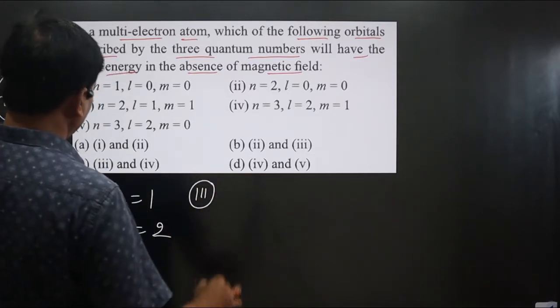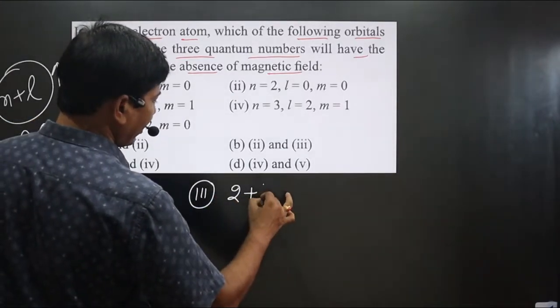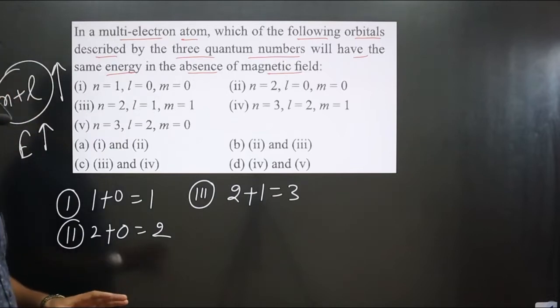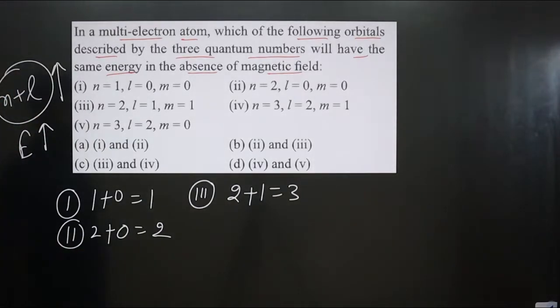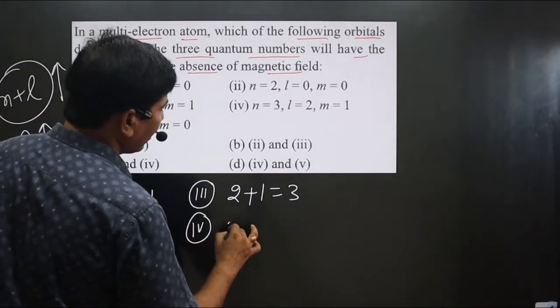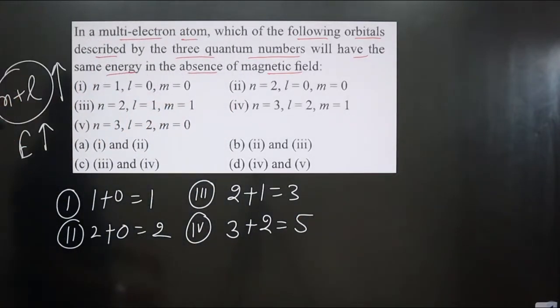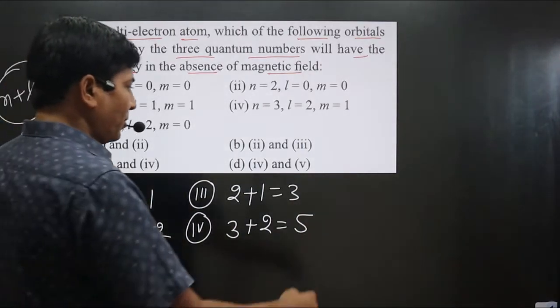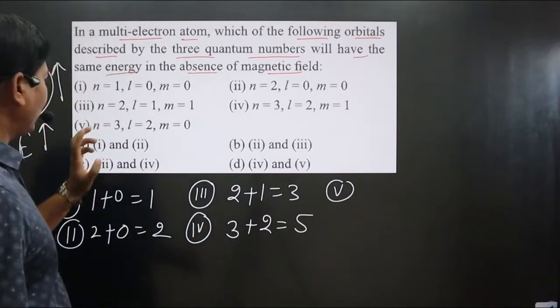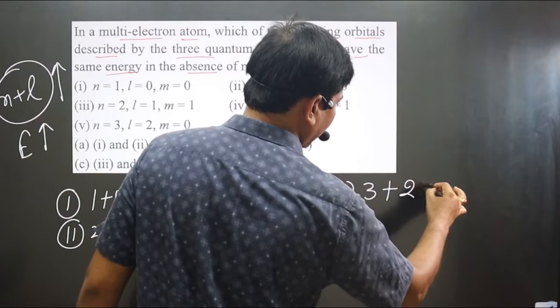Third one: in this case, n value is 2 and L value is 1, so we are getting 3. So you can see we are getting an increasing order of energy. Now the fourth one: n value is 3 and L value is 2, then we are getting 5. So the higher the value of n plus L, the higher the energy. Now the fifth one: n value is 3 and L value is 2, so we are getting 5.